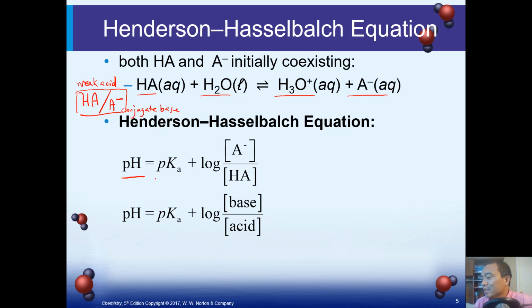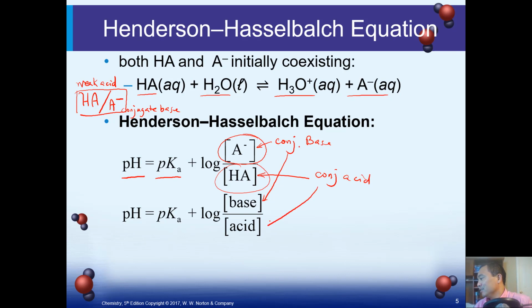is equal to the pKa plus the log of the conjugate base. This is the conjugate base, not just any base. Similarly, that's the conjugate base, not any base that you're adding. It's the ratio of the concentration of the conjugate base over that of the conjugate acid. So the denominator is the conjugate acid, not any acid. That's really, really important.